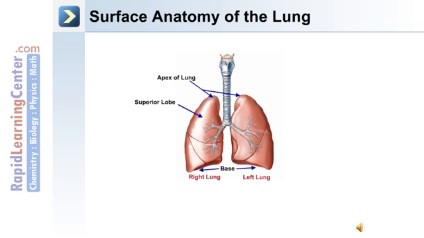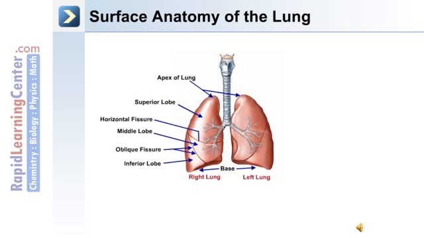The right lung contains a superior lobe which is separated from the middle lobe by the horizontal fissure. It also contains an inferior lobe which is separated by the oblique fissure. The left lung contains a superior lobe and an inferior lobe separated by an oblique fissure.